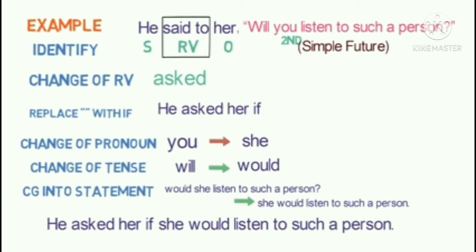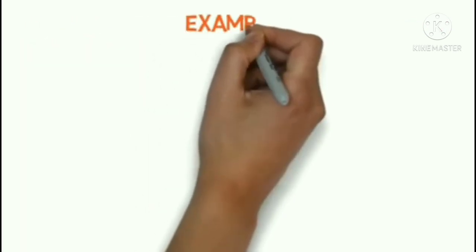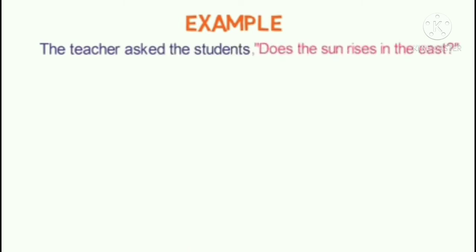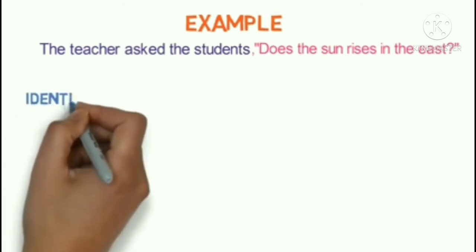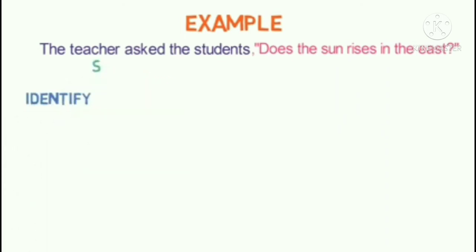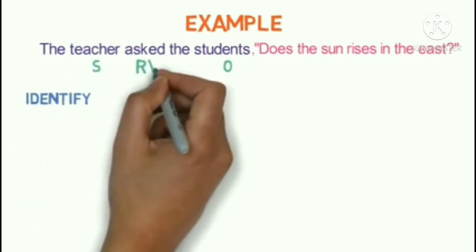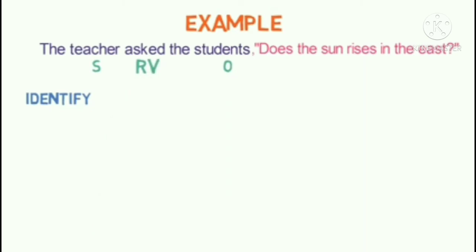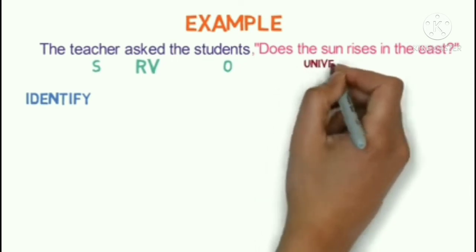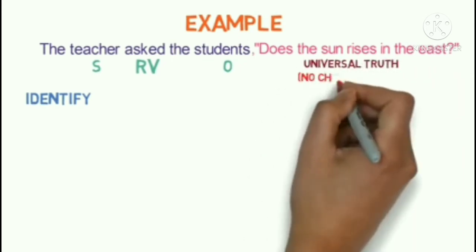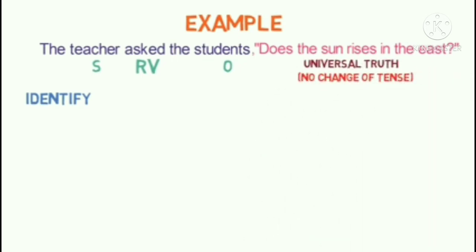Let's look at another example. The teacher asked the students, "Does the sun rise in the east?" First step is to identify. Here, teacher is the subject, students is the object, and asked is the reporting verb. Here, asked is in the past form, but in the reporting speech, we have it as a universal truth. So there won't be any change.